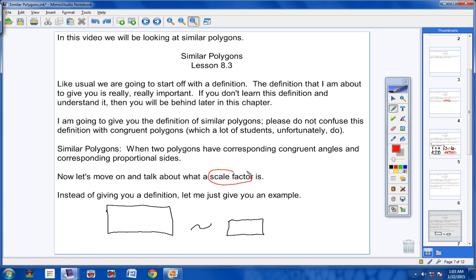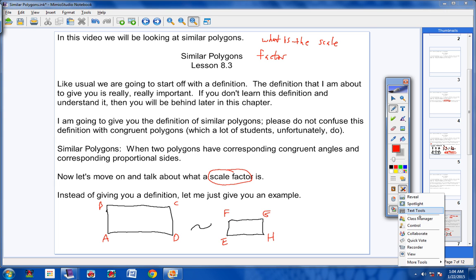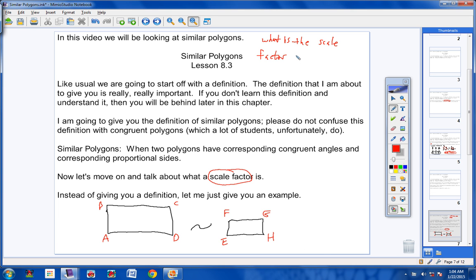You really need to understand this. We're going to call this rectangle ABCD. I would copy that down if I were you. It does matter. And rectangle EFGH. Now watch what I do here. If I asked you this question, now watch carefully. If I said, what is the scale factor of rectangle ABCD to rectangle EFGH?